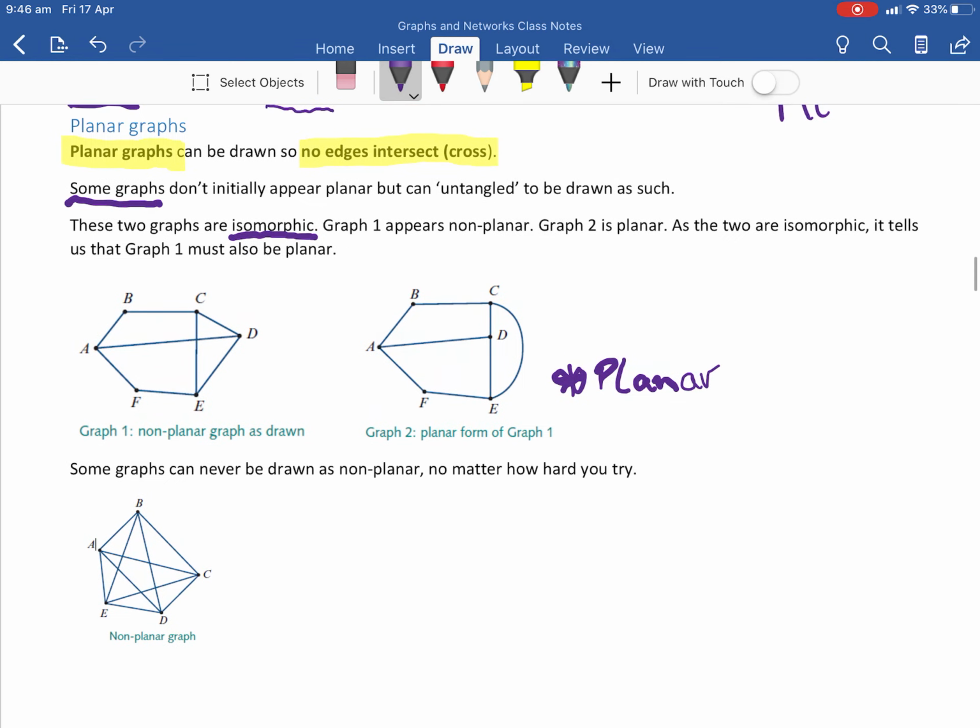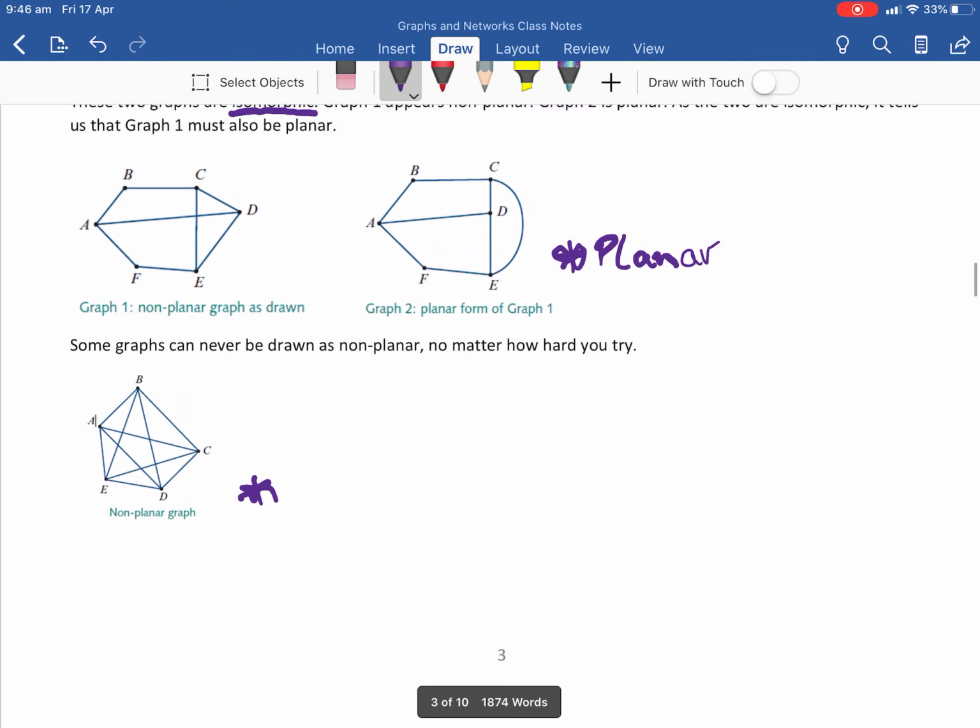Some graphs can never be drawn as planar, no matter how hard you try. So you can keep trying. You can write A, B, C, D, E, all these vertices in any way you like and try to join them all up. But for this one, you'll never be able to do it with them not crossing over. So that's a planar graph.